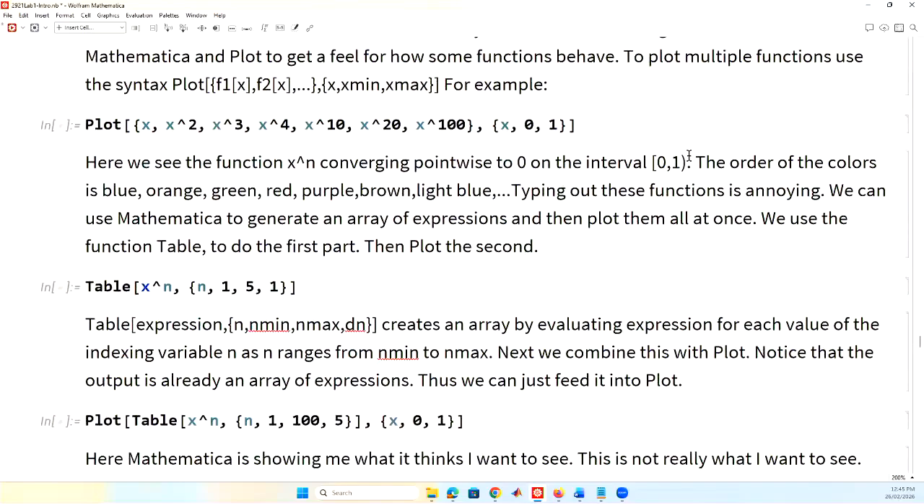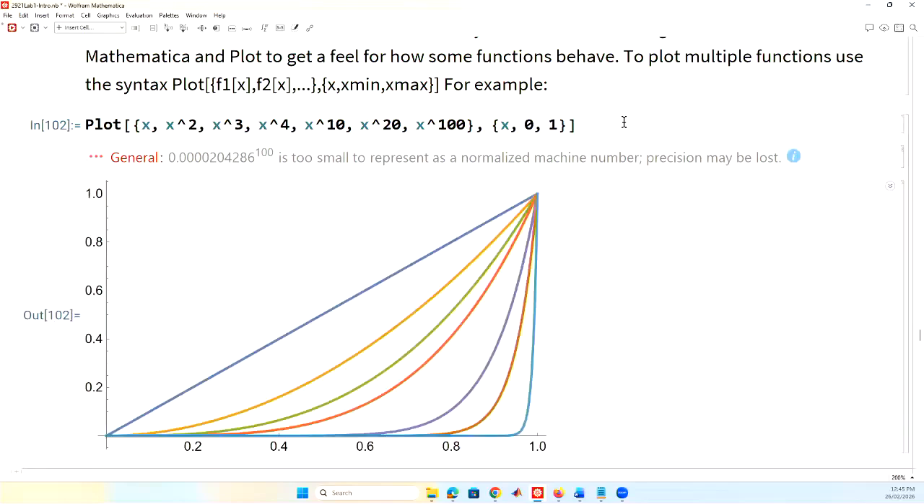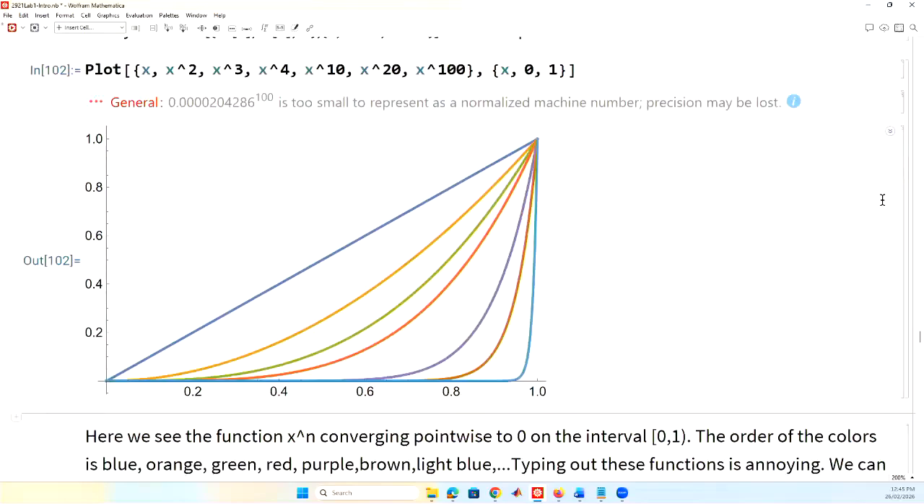But maybe we want to understand how a function behaves as we change something. You can plot multiple functions on one curve. x, x squared, x cubed, x to the 4, x to the 10, x to the 20, x to the 100, plotting them all between 0 and 1. And you do this. You also have this line up the top, and we'll talk about that in a moment, but basically it's just saying that it can't evaluate this last one at a certain point because it's just too small. Big, small. And you can see x, x squared, x cubed, x to the 4, x to the 5, x to the whatever, lots.